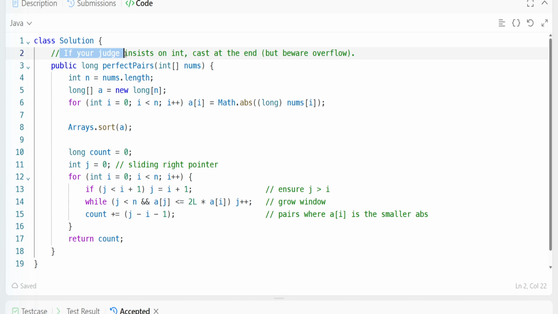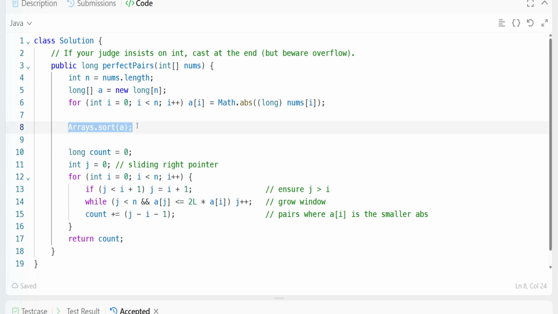If your judge insists on int, cast at the end, but beware of the overflow. So just focus on getting the value. This is the nums we have been given. We have to do int n equal to nums dot length, to get n. To not overflow, we will take a long. Then we'll take from 0 to n, and abs of i is nothing but the absolute value. All the absolute values we fill in first. Then we'll do the sort.